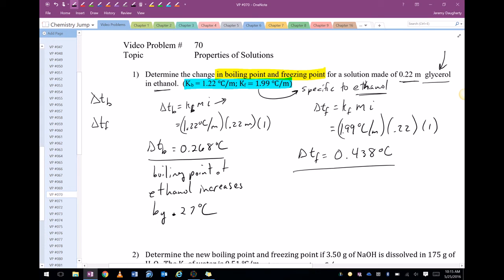So for the freezing point, that's how much it will decrease. So it'll decrease by 0.44 degrees Celsius.